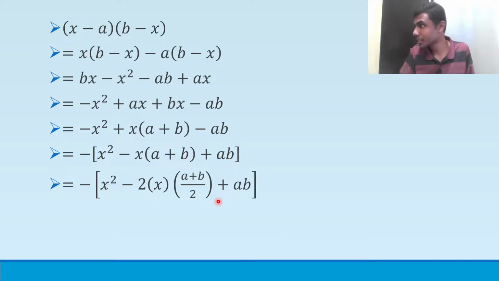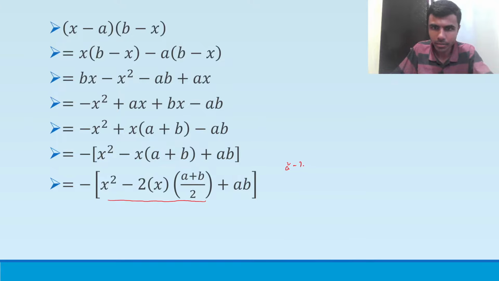Fine. Krishna, what is your answer? Okay, Krishna got the answer. The answer is that these two terms are like a square minus 2ab. That's why in place of a I have x here, and in place of b I have (a plus b) by 2.